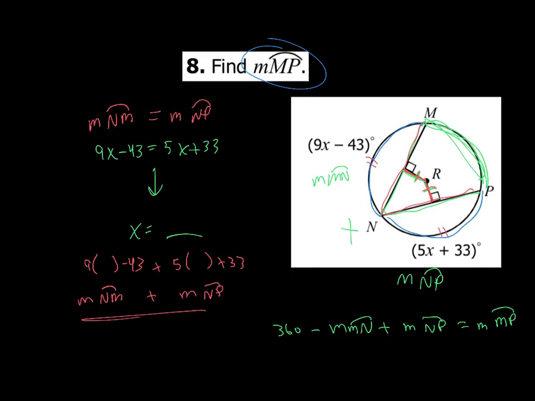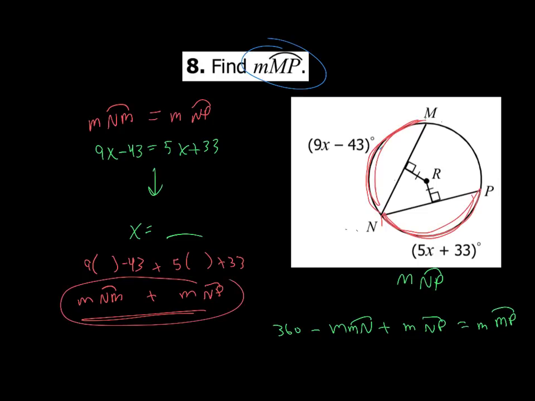Now, when I think about those two measures, again, looking at our circle, NM is this part over here, and NP is this part over here. So when I add these two together, I have all of that. Now I know that in terms of degrees, the whole thing is worth 360. So if I subtract what I have here, I'll get what I want, MP. So 360 minus the sum of those two is going to get me my final answer. So go ahead and wrap that one up.